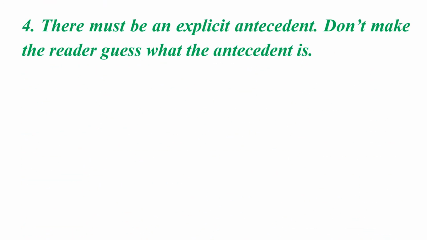Number 4, there must be an explicit antecedent. Don't make the reader guess what the antecedent is. Your antecedent must be very explicit. There is no scope to use any obscurity, and there is no scope to make your reader guess what the antecedent is. Your readers must be clear from the very beginning of the sentence what the antecedent is.